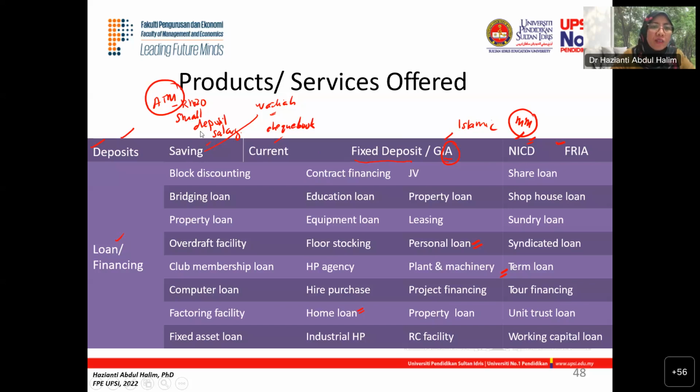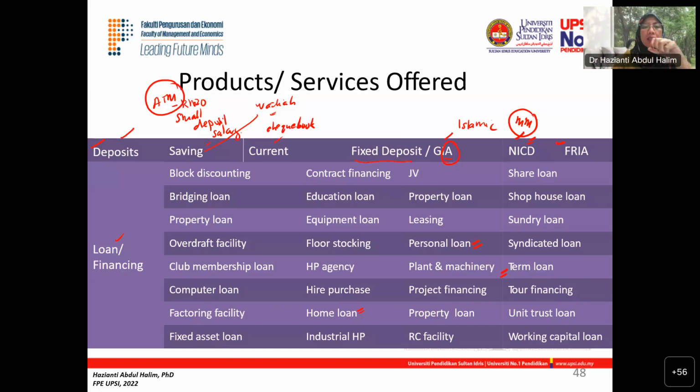For example, certain banks, to open an account you need only 20 ringgit. Certain types of savings account need 100 ringgit. Okay, so those are the products or deposits offered by different banks.